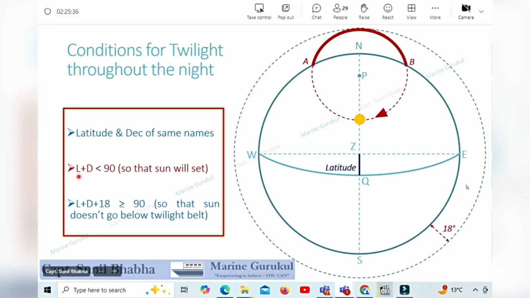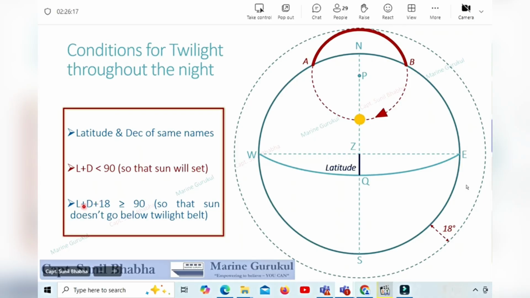The second condition which we need to meet is latitude plus declination should be less than 90 so that the sun will set. If the latitude plus declination becomes greater than 90, then the sun is going to fulfill the circumpolar criteria. If the sun becomes circumpolar, there will be no night. If there is no night, there is no chance of any twilight occurring. So that's why latitude plus declination should be less than 90, so that the sun is not circumpolar and the sun sets and we have night for some part of 24 hours.